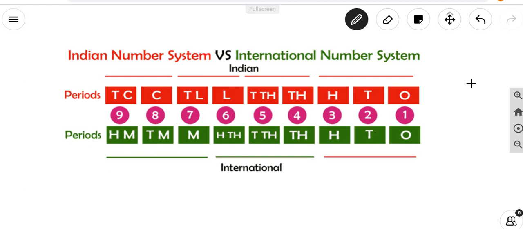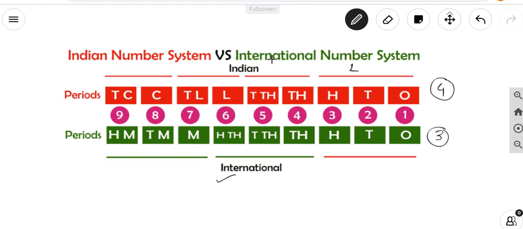Now we are going to discuss the Indian number system versus the international number system. Let's start. Here is a chart. In this chart, the Indian number system is categorized into 1, 2, 3, 4, a total of 4 periods. But in the international number system, there are 1, 2, 3, a total of 3 periods.